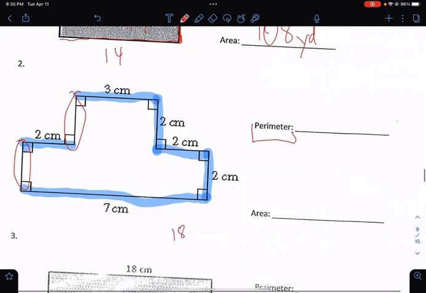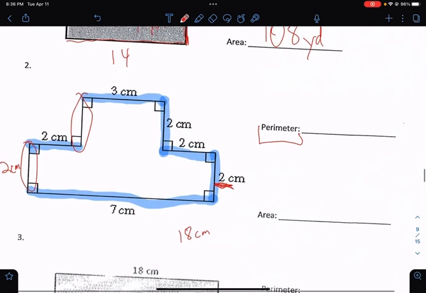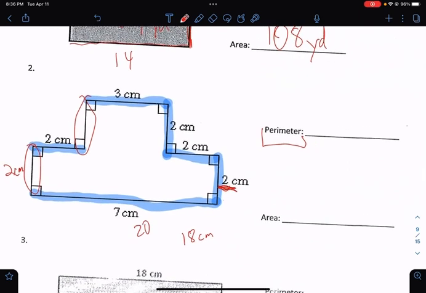Yeah, 18 centimeters. Now, I know that this length is 2 centimeters over here, so that means this is 2 centimeters over here. So 18 plus 2, now I'm at 20, and then the same concept applies here. I've got this 2 centimeters here. That means that's 2 centimeters there. So 20 plus 2 is 22 centimeters. Now go ahead and pause and find the area.